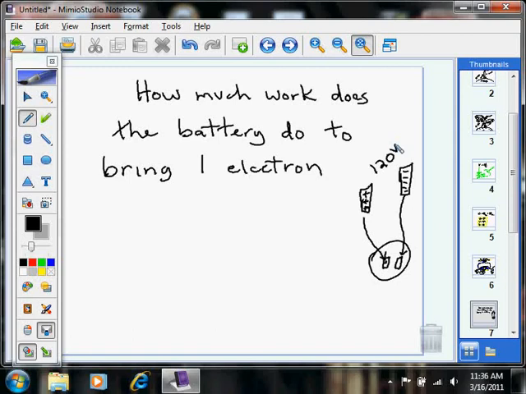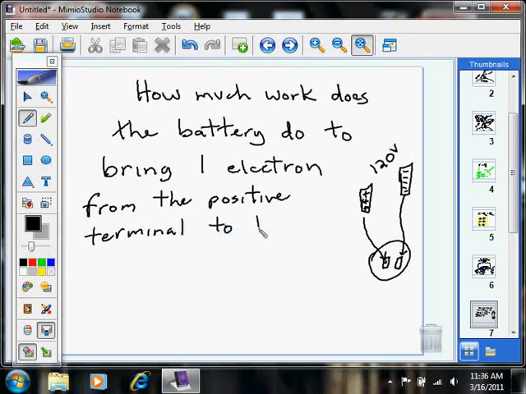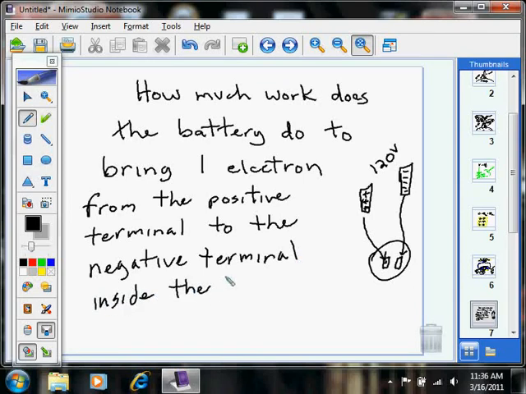How much work does the battery do to bring one electron from the positive terminal to the negative terminal inside the battery by means of the chemical reactions.